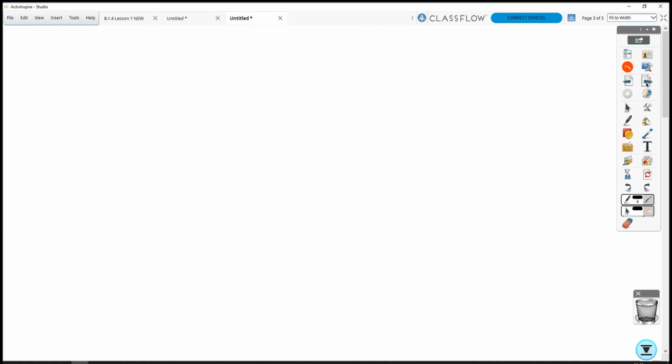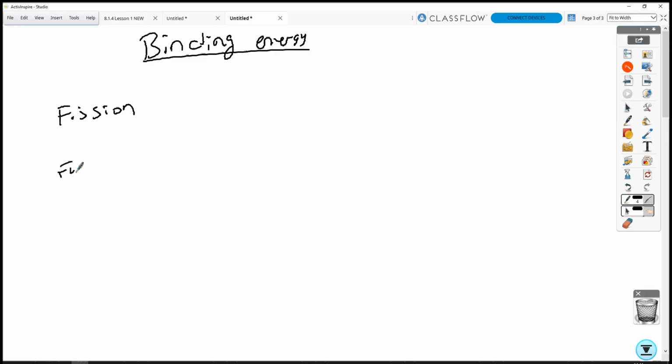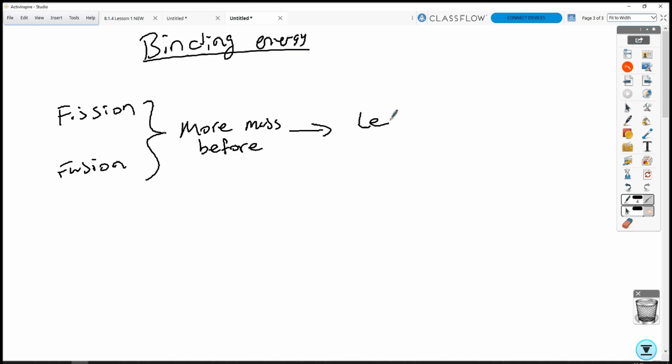Okay, let's start a new page. Let's go on to binding energy now. So in both fission and in fusion, we've got more mass before, which turns into less mass after, but it also gives us some energy, plus some energy.